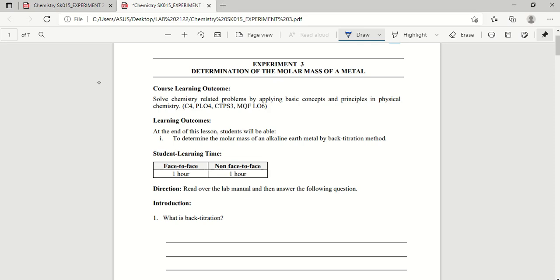Okay, back titration is a type of indirect titration as opposed to the direct titration which we usually use. Direct titration is where we have analyte in the conical flask and we titrate it with a titrant directly. But in indirect titration, we have analyte in the conical flask.